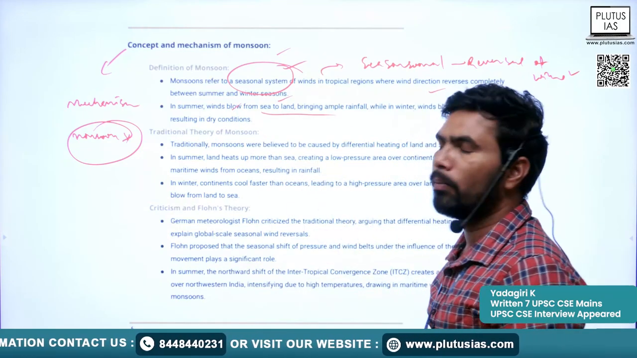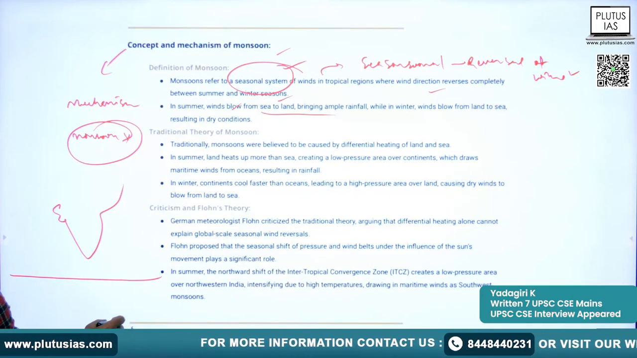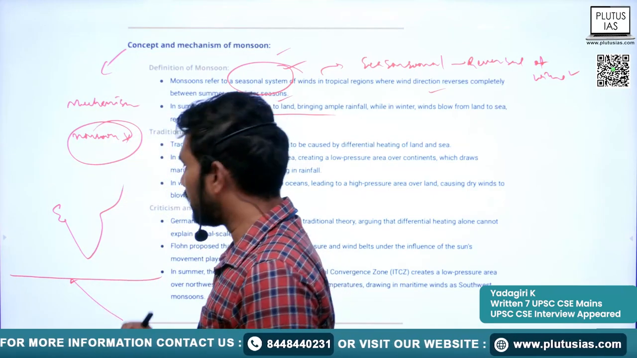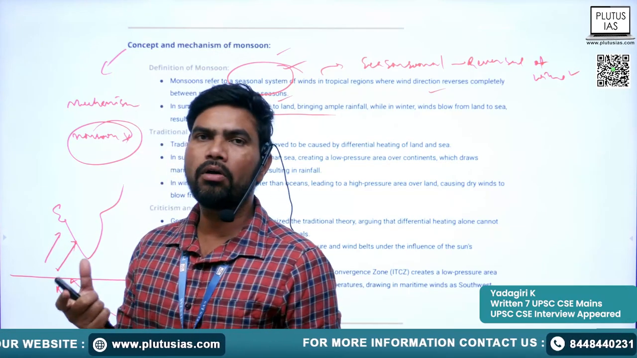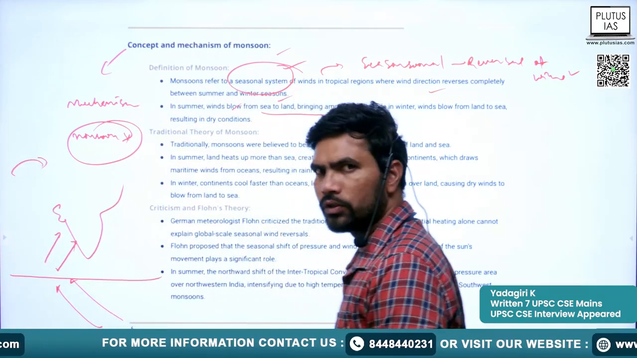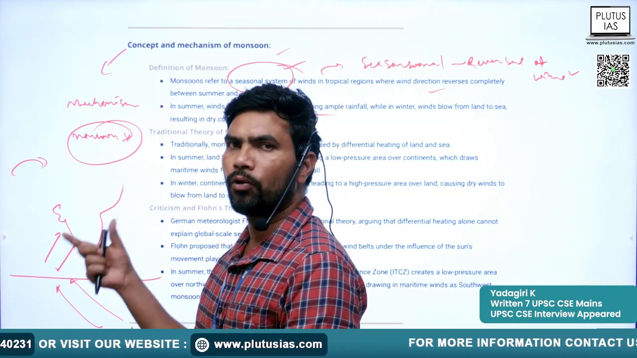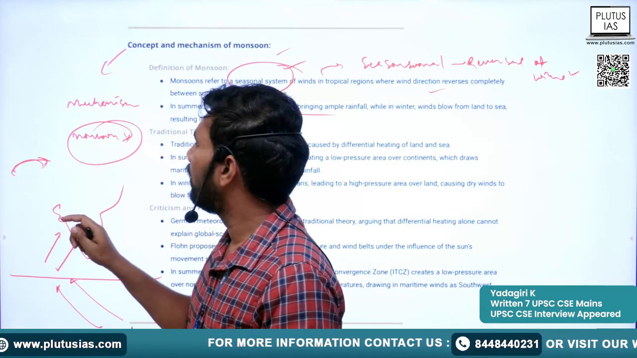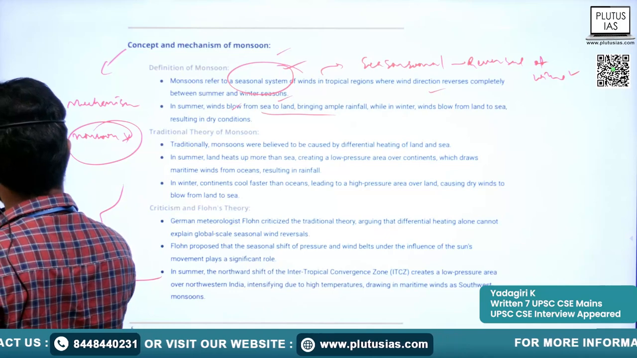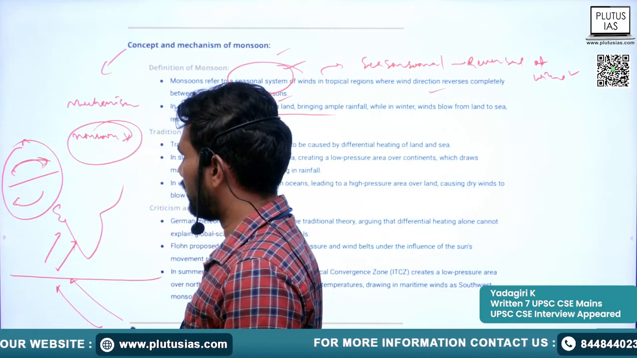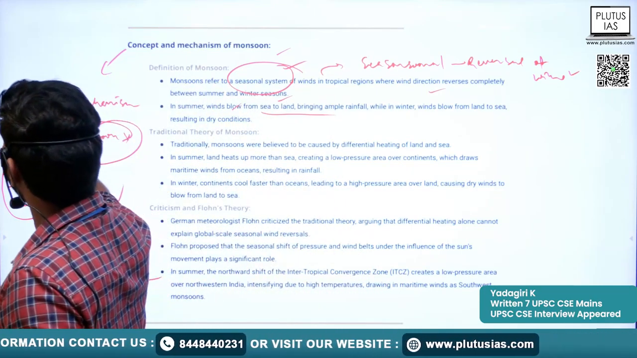So in summer, the winds blow from sea to the land. If this is the equator, India is located here. In the summer months in the southern hemisphere, the trade winds blow in this direction. Once they cross the equator, they shift their direction to southwestern direction because of the Coriolis force. You will study about this Coriolis force. Because of the rotation of the earth, the force tries to push the wind direction rightwards, from left to right in the northern hemisphere, and in the southern hemisphere the force will be from right to left. This is known as Coriolis force, or we can say this law as the Ferrel law.